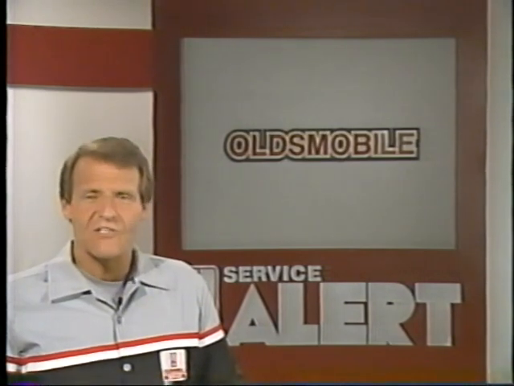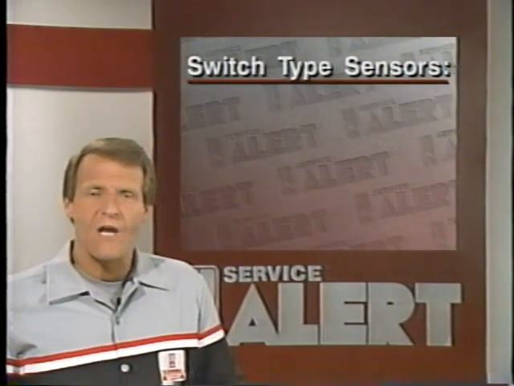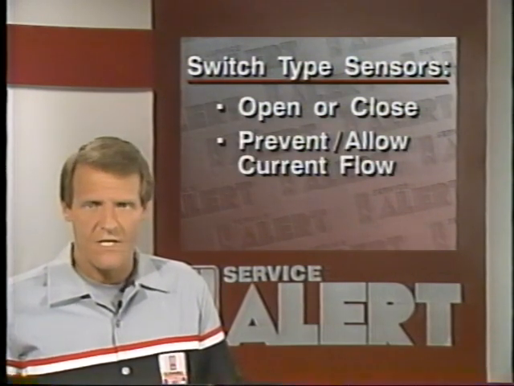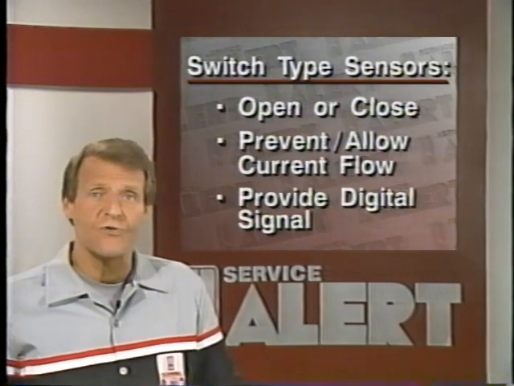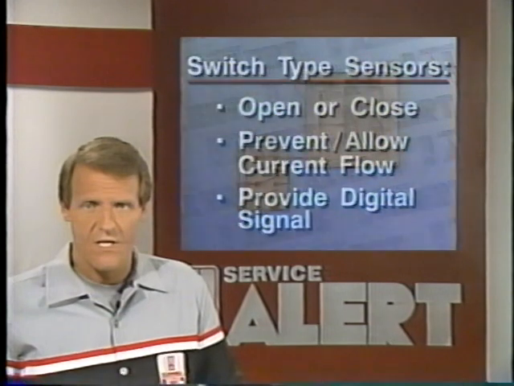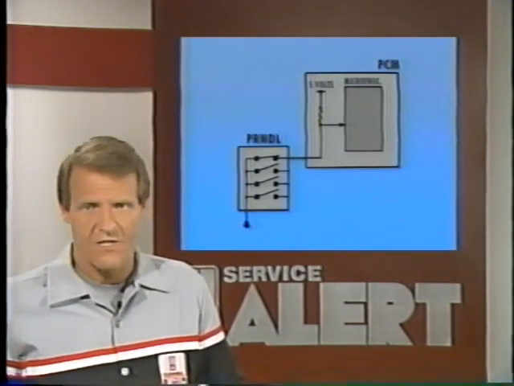Let's summarize what we've talked about today. Sensors provide inputs to the PCM. The microprocessor in the PCM analyzes the input to make decisions and issue command signals. Switch-type sensors open or close to prevent or allow current flow. Such sensors provide a digital signal that the PCM sees as high or low voltage. Digital inputs go directly to the PCM's microprocessor.